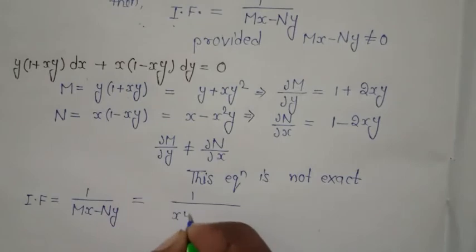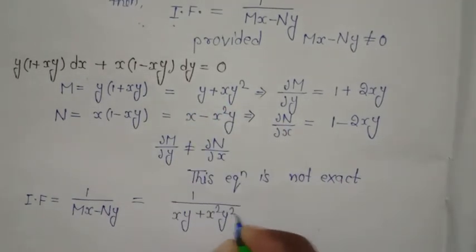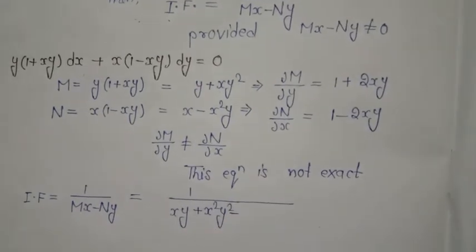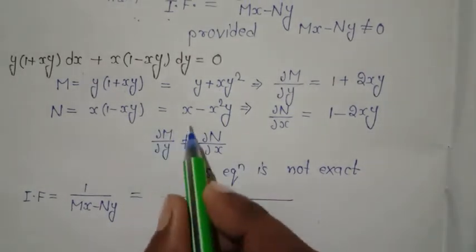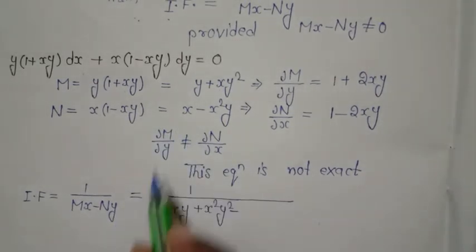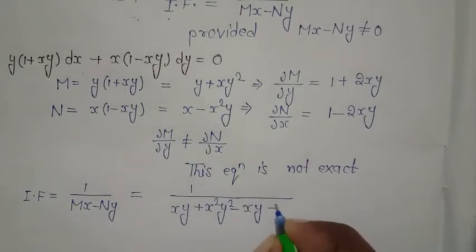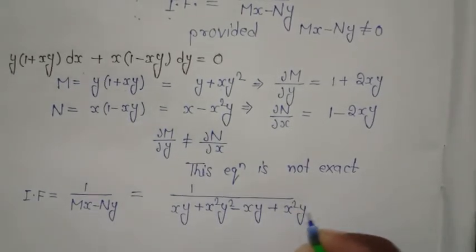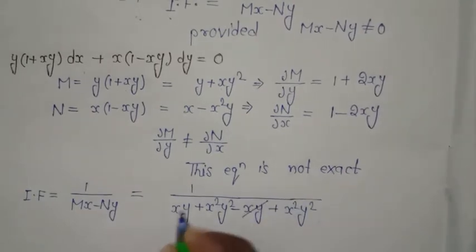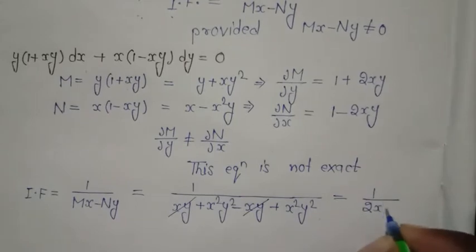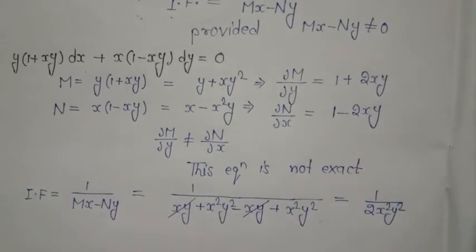So what I get? xy plus x squared y squared. In the middle we use a negative sign as it is given in the formula, and then N is multiplied with y. Then what I get? Minus (xy minus x squared y squared). So you can see xy gets cancelled by xy, and this gives me 1 upon 2x squared y squared. So this is the integrating factor for this differential equation.